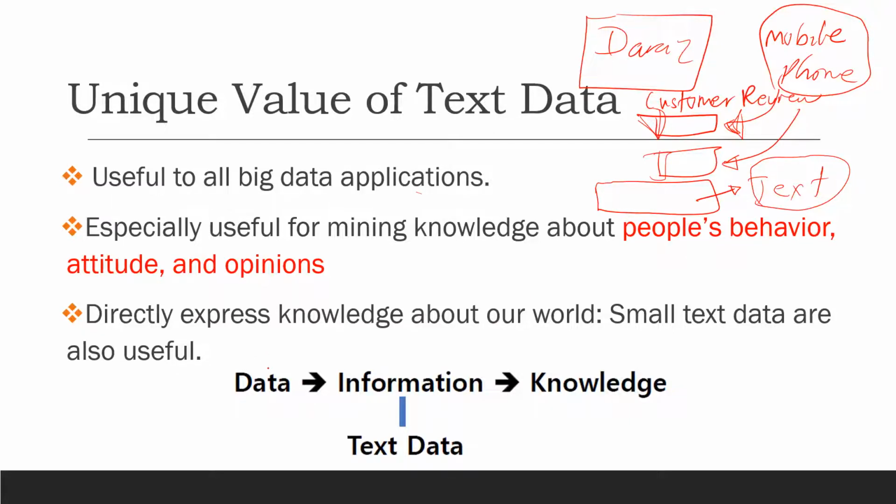In the first lecture, we prepared some data, and from the data we collected some information, and from the information we get knowledge. One form of that information is text data. Not only numeric data is considered information, any text data is also considered information. The important thing is that their value is different.